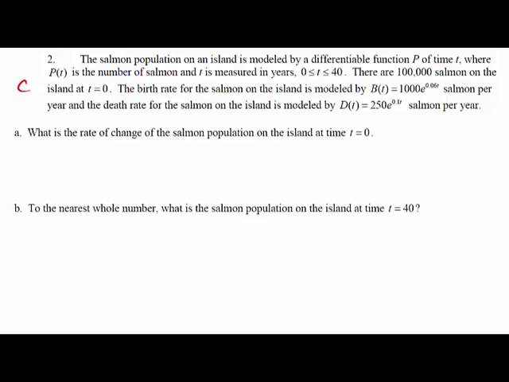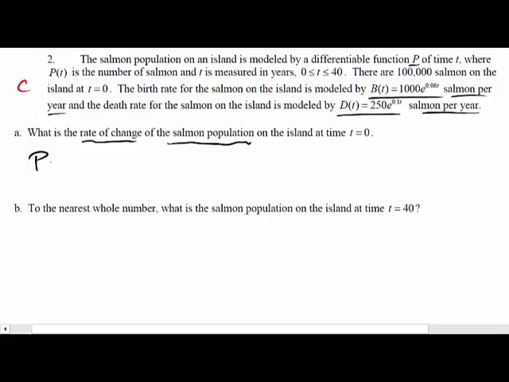The birth rate for the salmon on the island is modeled by b of t, and the death rate is modeled by d of t. And they're both in salmon per year. What is the rate of change of the salmon population on the island at t equals 0? So for the rate of change of the salmon population, where p is the population, p of 0 would give me the population at time 0. Since I want the rate of change, I want p prime of 0.